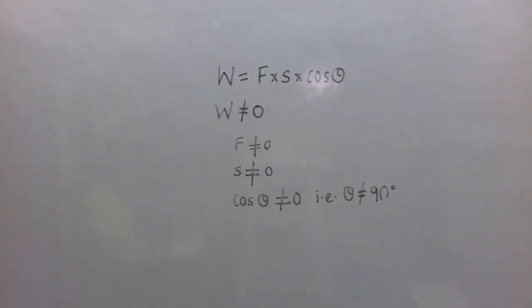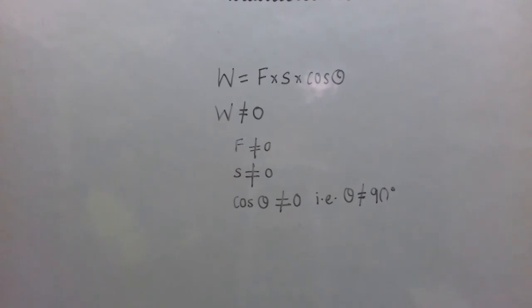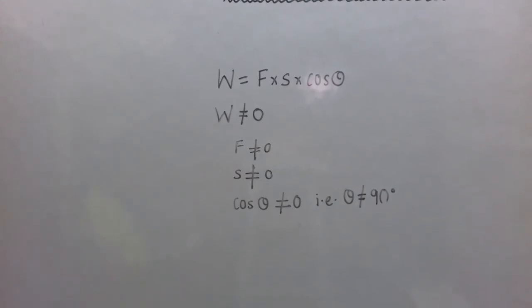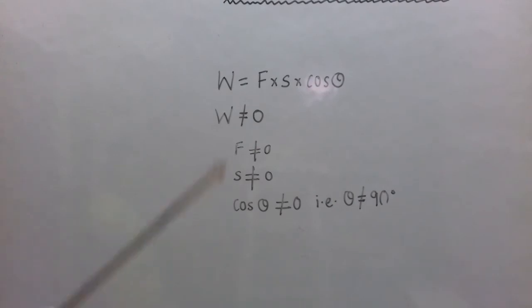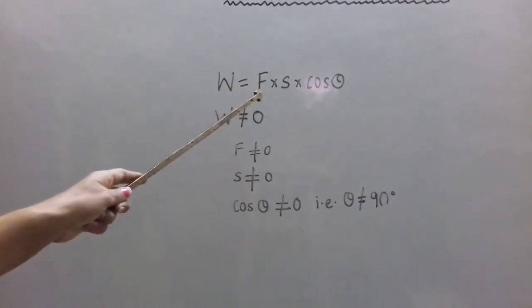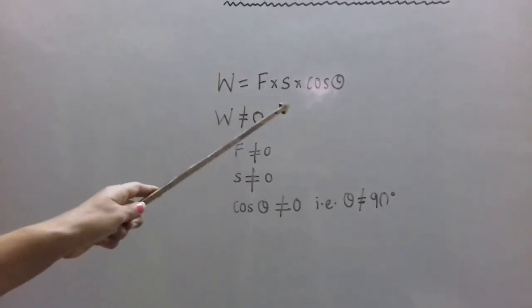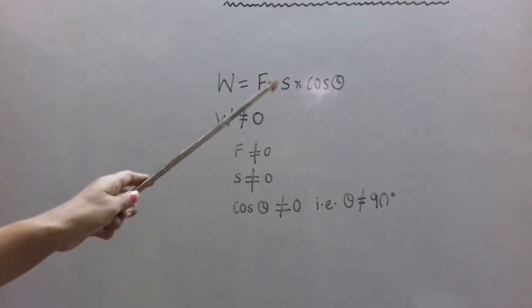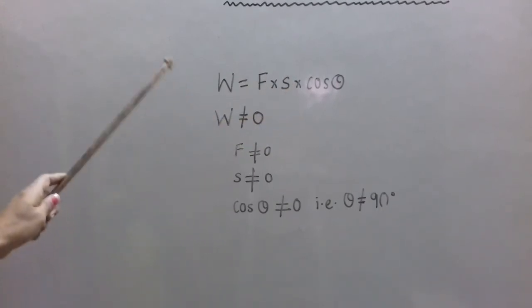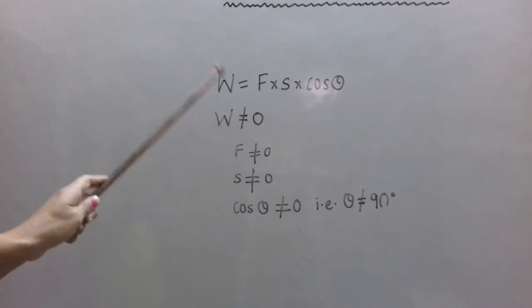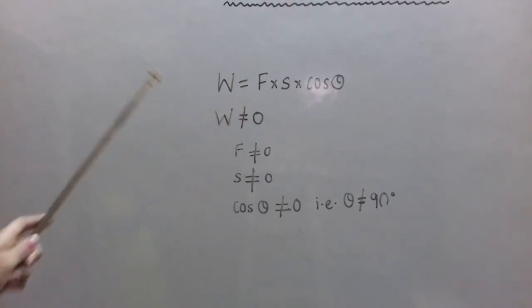I hope it's clear. Now the next question is, write an expression for the work done when a force is acting on an object in the direction of its displacement. You know that when force is acting in the direction of displacement, it means you can write here theta is 0 and cos 0 is 1. So you can simply write W is equal to F into S only.